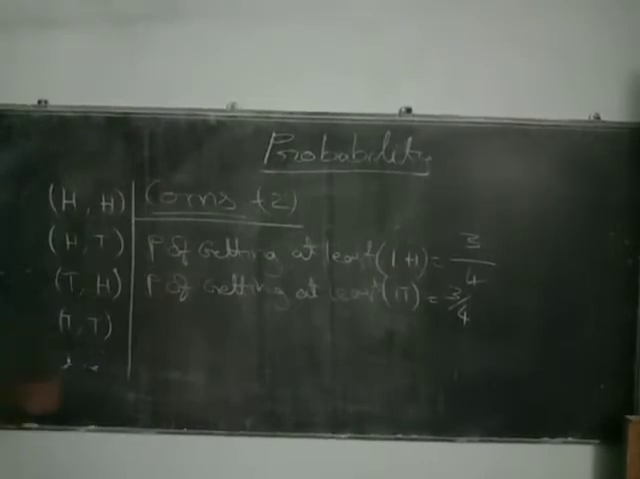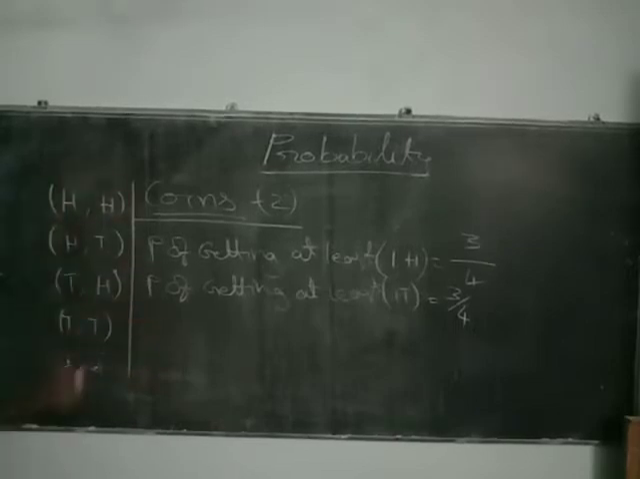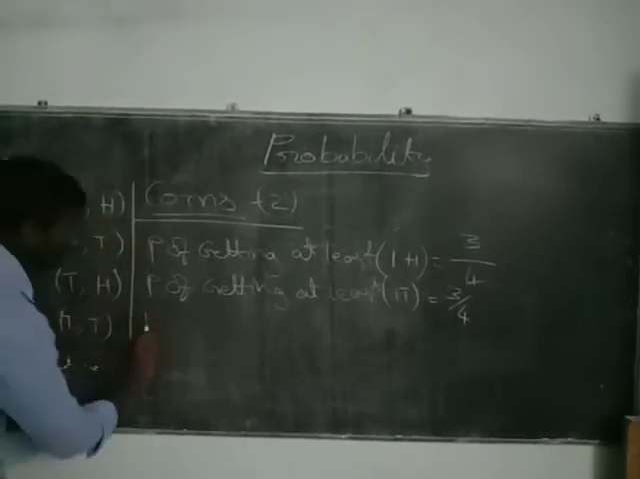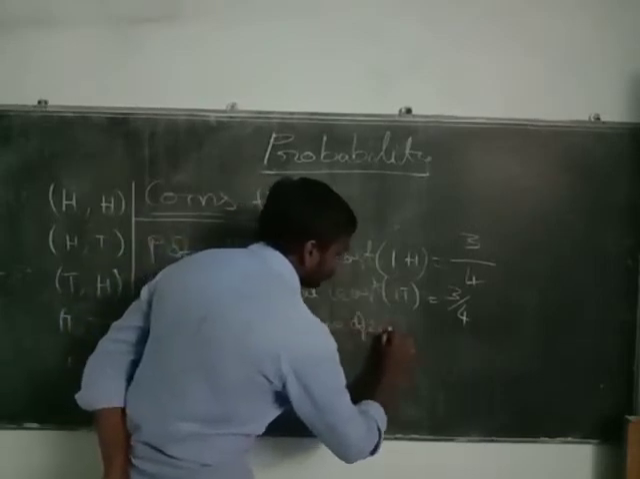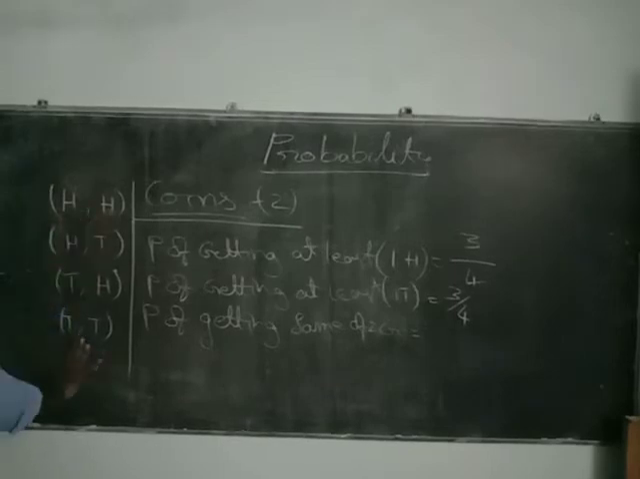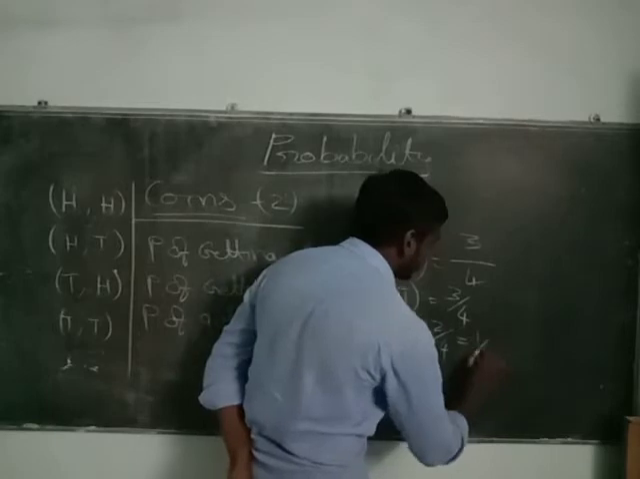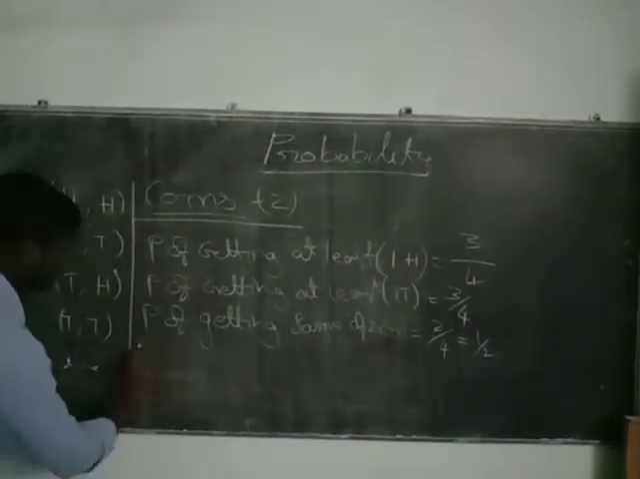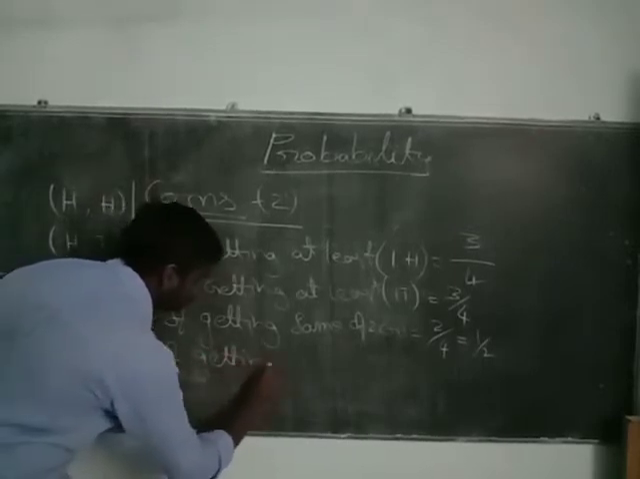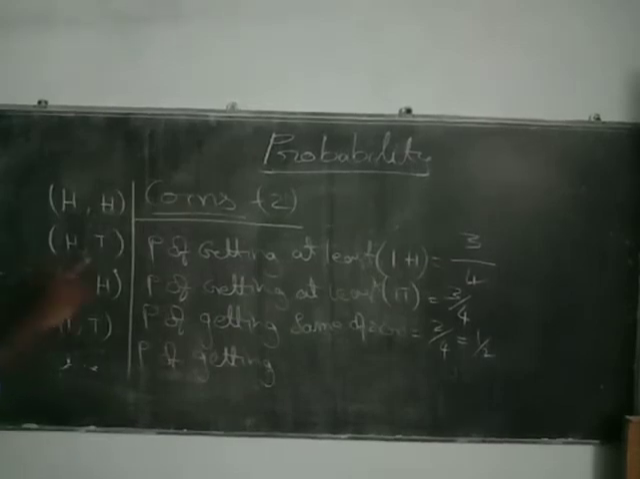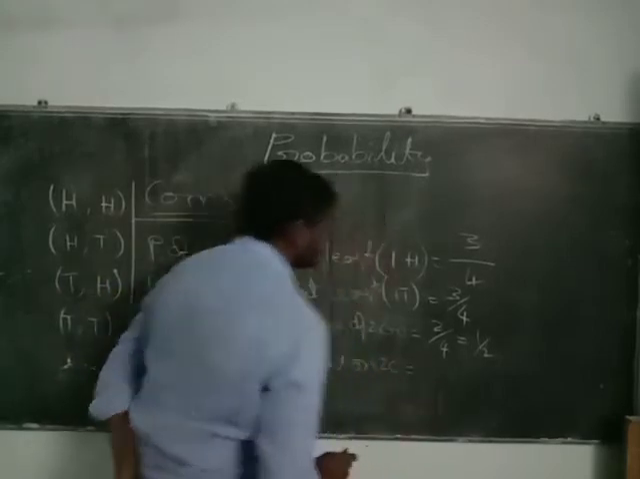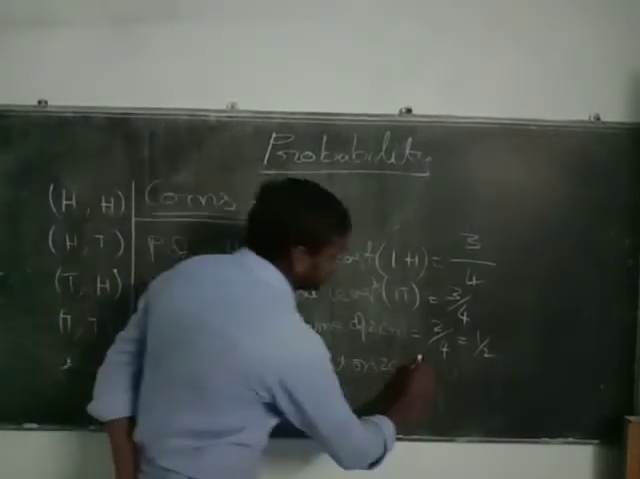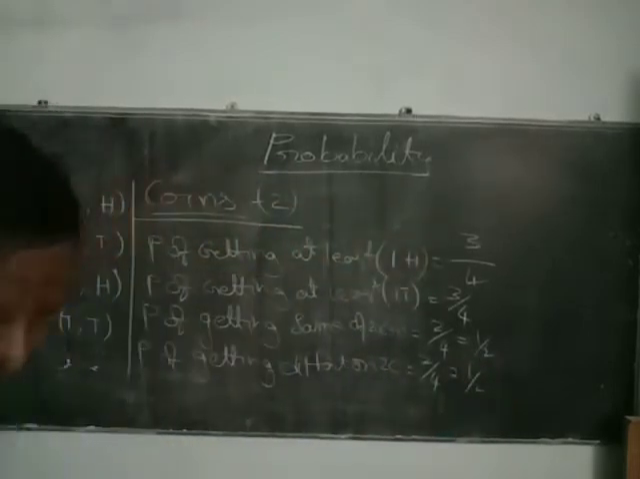Now, the probability of getting the same on the 2 coins. Probability of getting the same on the 2 sides means either head or tail on both coins. That is either heads on 2 coins or tails on 2 coins. That means 2 by 4, that is equal to 1 by 2. Another type: probability of getting different on 2 coins. These two are different. They are not the same. So I will get it as 2 by 4. That is nothing but 1 by 2.